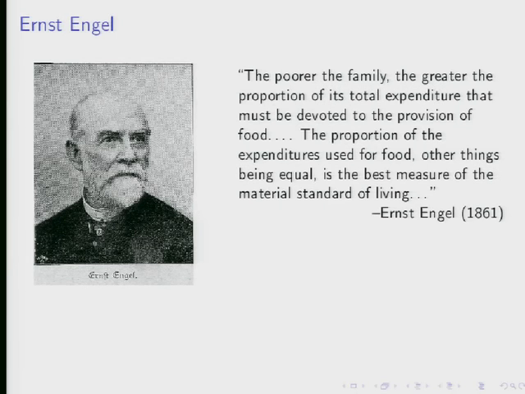The second law states the proportion of expenditures used for food, other things being equal, is the best measure of the material standard of living. The idea here is a simple one, and it's used in contemporary economic analysis. If you look at a household's expenditures, and you see that one household is spending 70% of its expenditures on food, and another household is spending 50%, then it's reasonable to infer that the second household is better off than the first. The rationale is Engel's first law: the poorer the family, the greater the proportion of its total expenditure that has to be devoted to food. So if you see a household spending a lot on food, you infer that they're pretty poor. If you see them spending relatively little, perhaps you can infer that they're relatively rich.